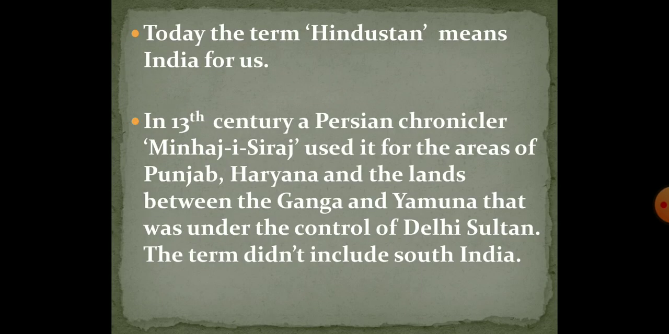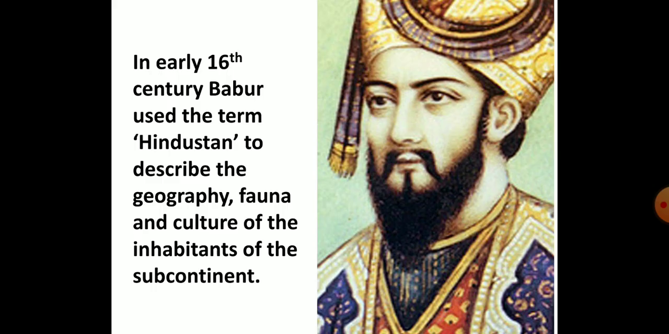For example, the term Hindustan. Today we understand it as India, the modern nation state. But in the 13th century, a Persian chronicler Minhaz-e-Siraz used this term Hindustan for the areas of Punjab, Haryana and the lands between the Ganga and Yamuna that were a part of the dominions of the Delhi Sultan. This term never included South India.